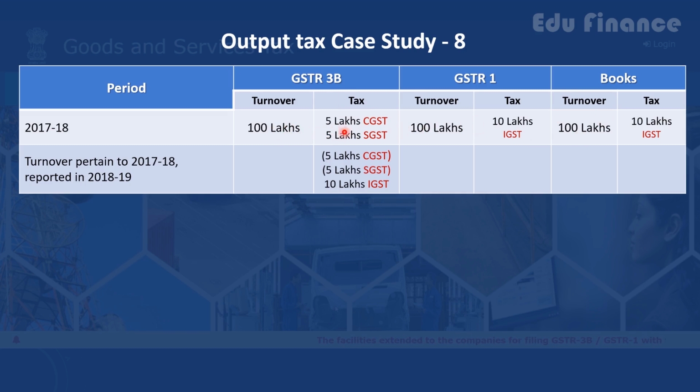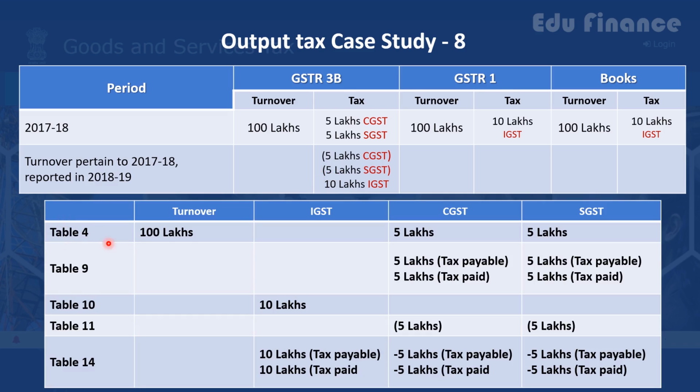But while filing GSTR 3B, credit of rupees 10 lakh IGST was taken as 5 lakh CGST and 5 lakh SGST by mistake. And such mistake was amended in the next year by reversing CGST and SGST. In such case, turnover of rupees 100 lakh and the wrongly entered CGST and SGST shall be reported in Table 4. And under Table 9, rupees 5 lakh of CGST and SGST shall be reported as tax payable and tax paid.